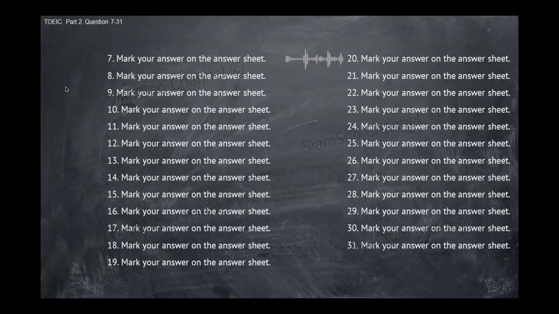Number 20. Why hasn't the delivery person come all this week? A, I heard he was sick. B, No, I read it in the newspaper. C, I think it's $5.